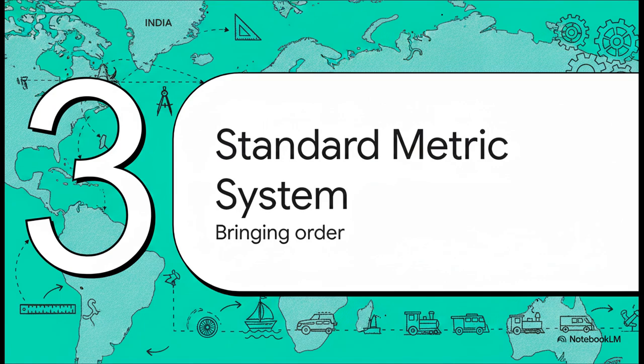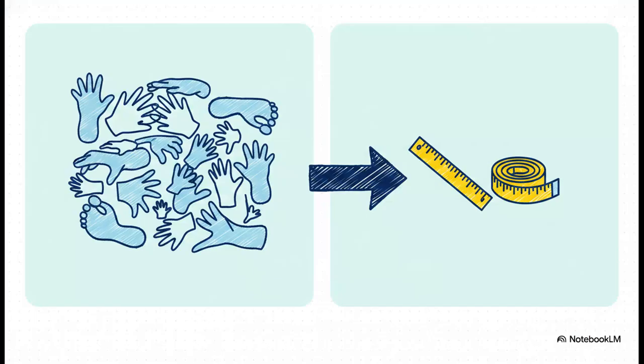Which brings us nicely to Section 3, the standard metric solution, finally bringing some much-needed order to the world. The fix finally arrived back in 1790 when the French created a unit of measurement called the metric system. To get everyone on the same page globally, scientists adopted what we now call the International System of Units, or SI units. We officially replaced those highly variable cubits, feet, and paces with the standard meter, centimeter, millimeter, and kilometer.